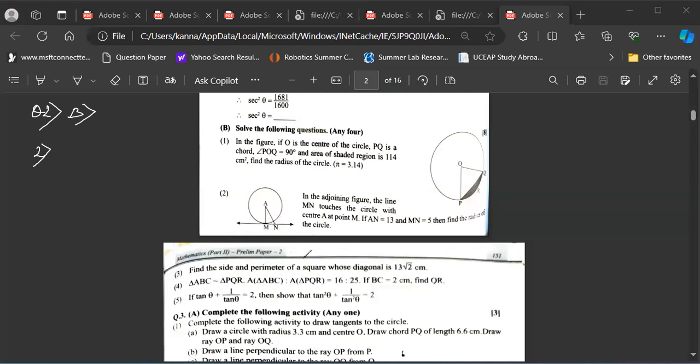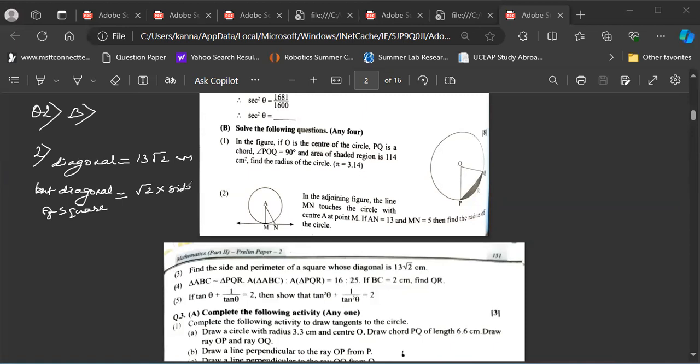Find the side and perimeter of a square whose diagonal is 13 root 2 centimeter. So what is diagonal, children? Diagonal equal 13 root 2 centimeter. But what is diagonal of a square, children? People should know diagonal of a square is equal to, children, root 2 into side. Diagonal of square is root 2 into side.